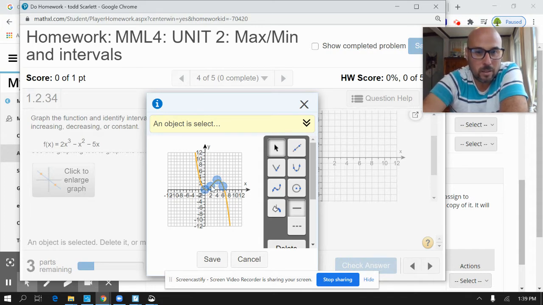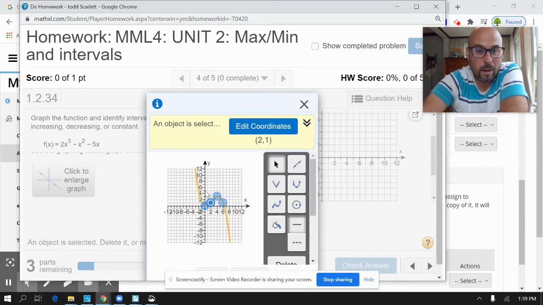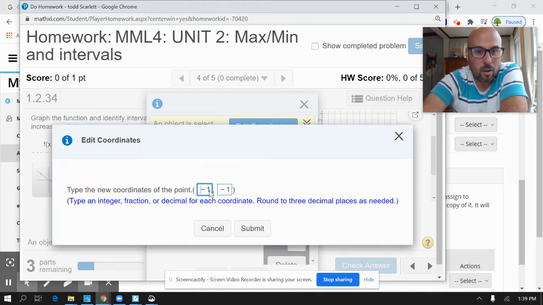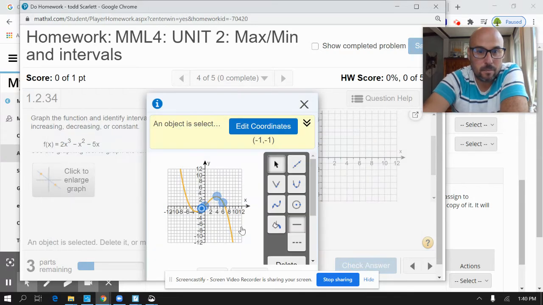But now I can hover over these blue dots and specify what ordered pair I want them to be. So let's just edit these coordinates. First of all, I want to make sure 0, 0 is in there. So I'll change this to 0, and I'll change this to 0, press submit, and 0, 0 is there. And then I type in another one. Let's do this one.